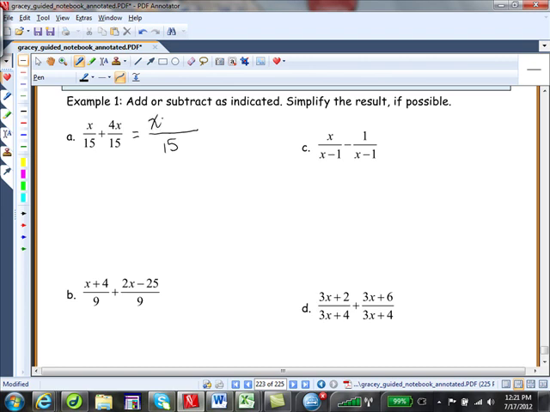Then we're adding the two numerators. So 1x plus 4x is 5x over 15. And now notice we can simplify. 5 goes into itself once and into 15 3 times. So at the end of the day, we get 1 times x, which is x over 3. And we're done.